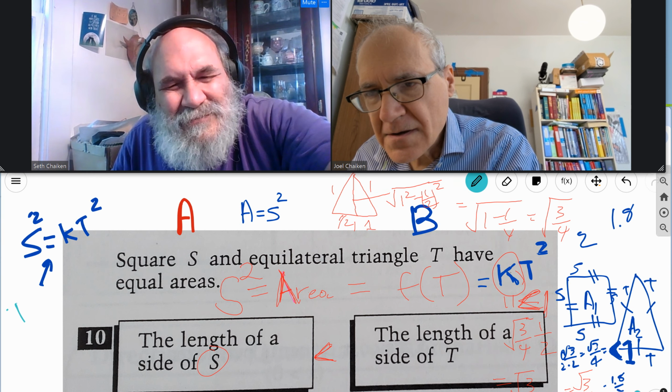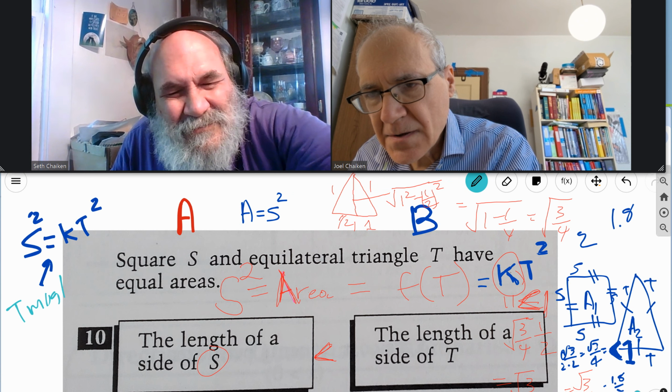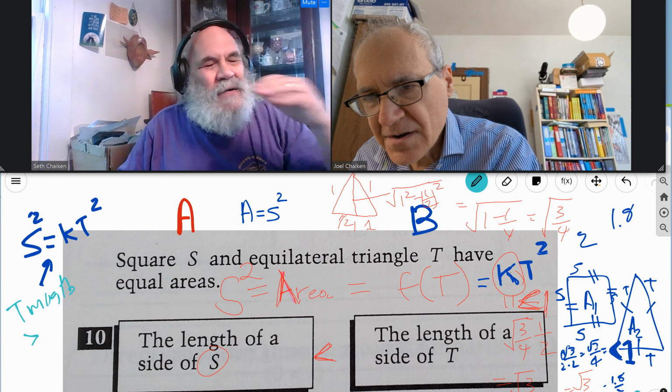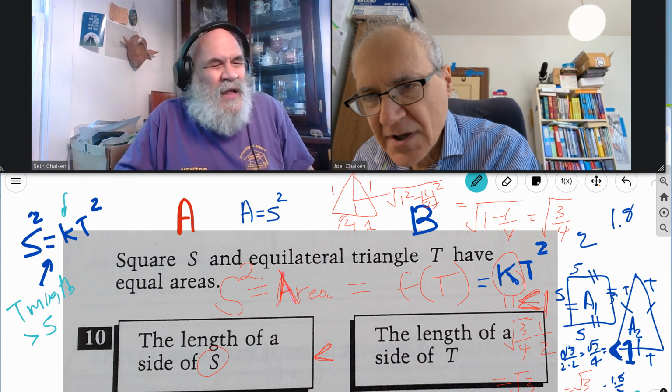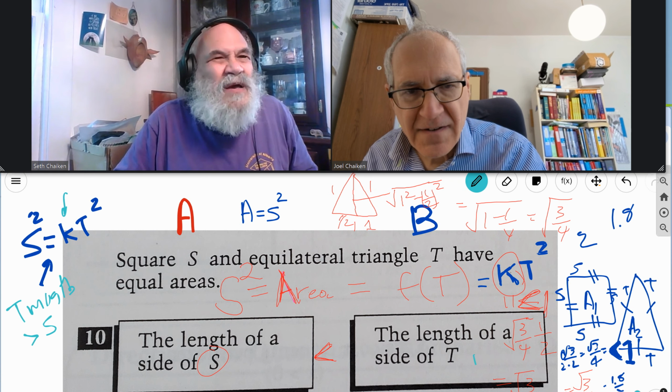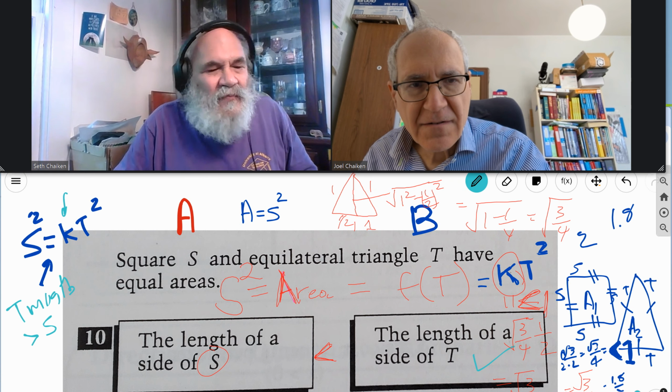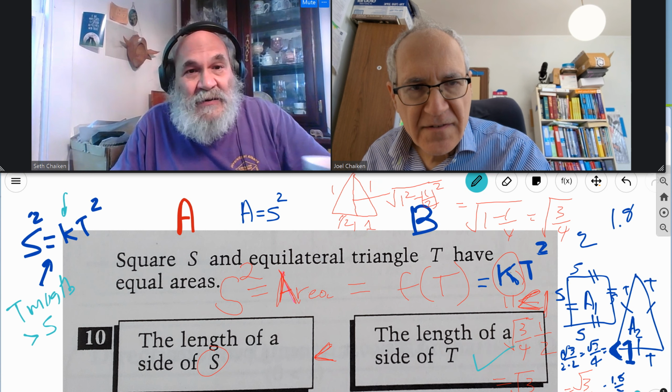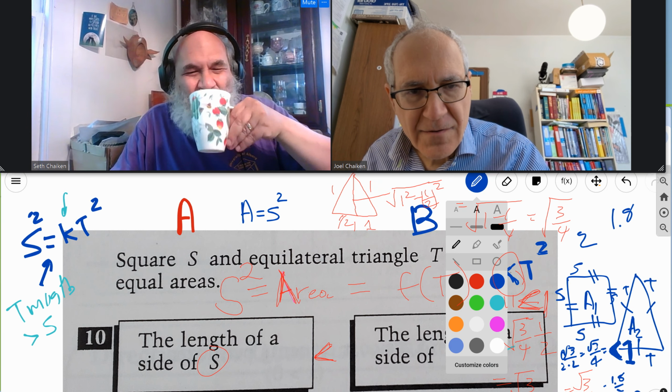T must be greater than S. If K is less than 1, then T must be greater than S. So B is the answer. Good. So could you have done this another way?